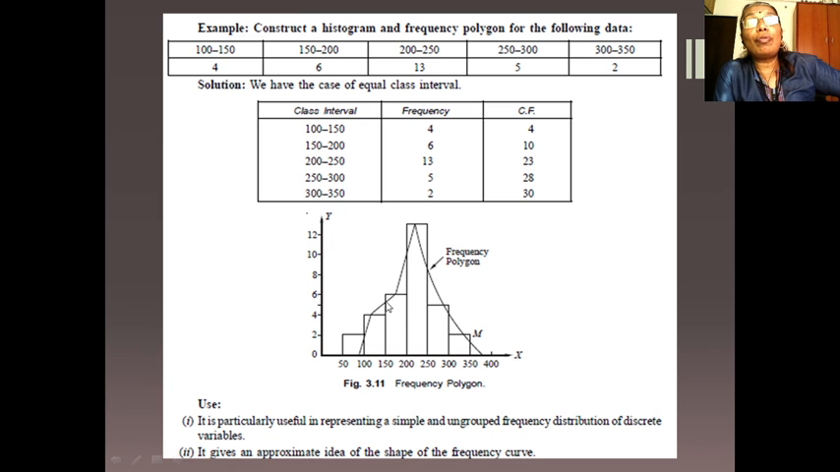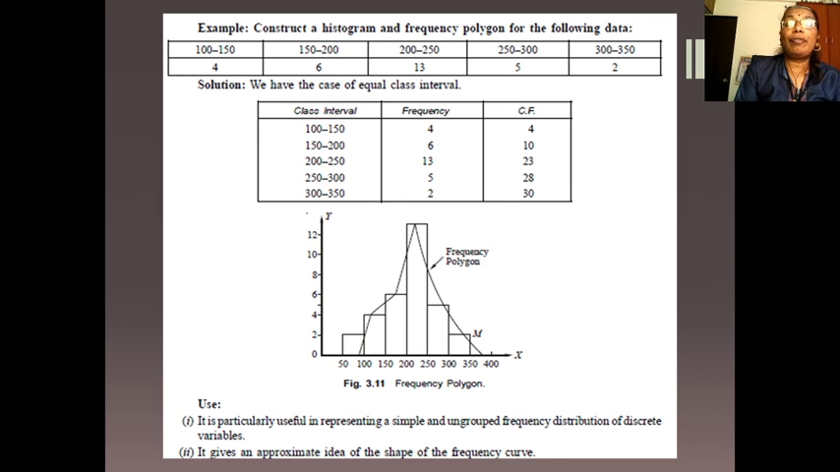Their middle points we consider, and on that basis, if we join them using only a line graph, we can obtain the frequency polygon also. It is particularly useful in representing a simple and ungrouped frequency distribution of discrete variables. It gives an approximate idea of the shape of the frequency curve. With the help of this we can easily draw the polygon.